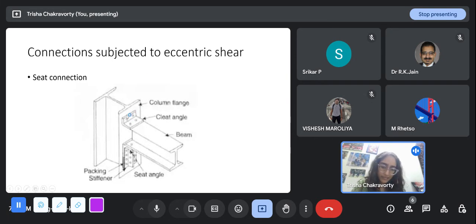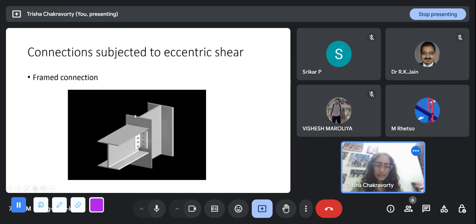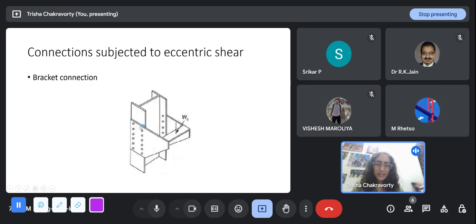You can weld this part, this part. Welding you can do anywhere. Bolting generally we do like this. So this is a framed connection, and these are bracket connections. That is where eccentric shear becomes most relevant.